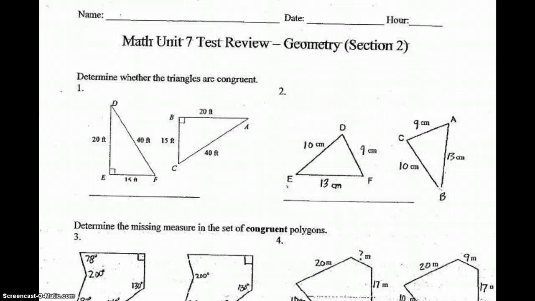All right, this is the Math Unit 8 test review for Section 2 of Geometry. So this is out of your entire blue packet. Use the foldable notes that we made today in class. Use your blue packet when studying for this test.